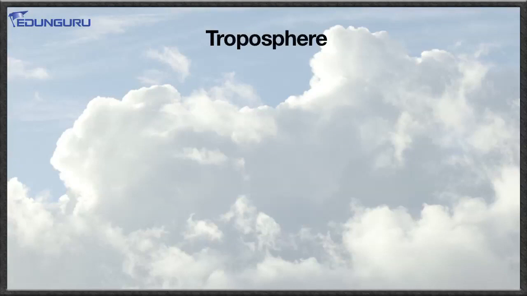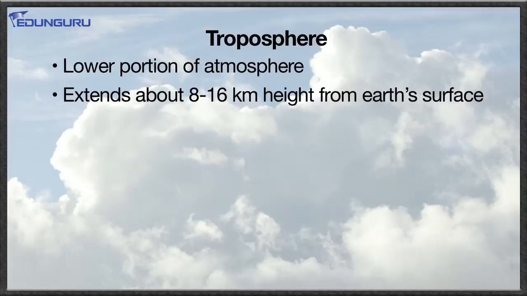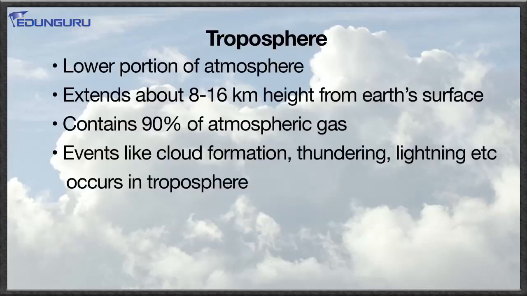Let's start with troposphere, that is the very basic layer, the lower portion of the atmosphere. This lower portion of the atmosphere extends from 8 to 16 kilometers. It contains roughly 90% of the atmospheric gases. And all the cloud phenomena in terms of thundering, lightning, everything occur in this layer only. As we go up from ground to upper level, the temperature decreases.